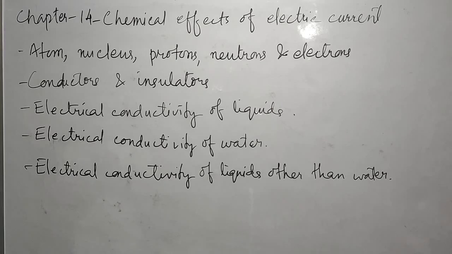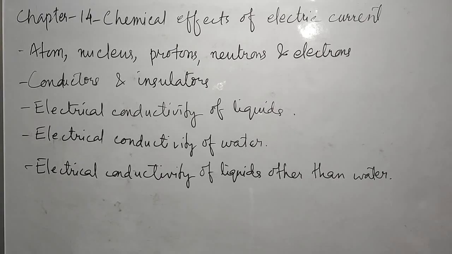Now coming to insulators. Insulators are those substances which do not allow electric current to pass through them, for example, glass, dry paper, plastic, distilled water, rubber, etc. So these are called the poor conductors of electricity.